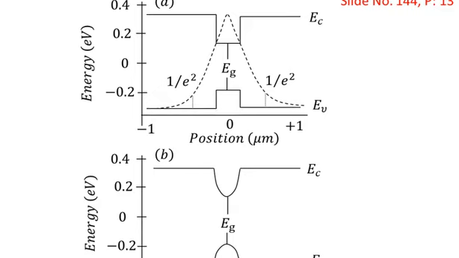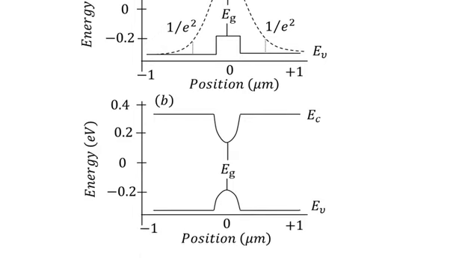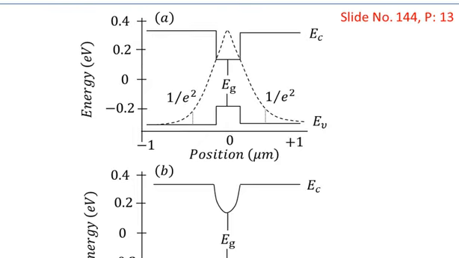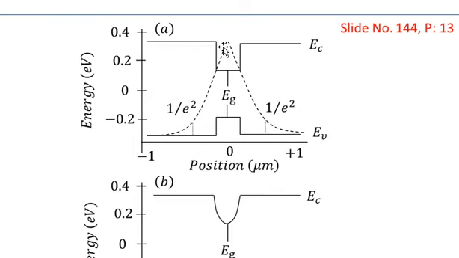Similarly, the same parameters have also been shown for part number B. So EV is the energy corresponding to the bottom of the valence band, and EC is the energy corresponding to the bottom of the conduction band. And you see that there is a well over here. So this is the well corresponding to the valence band. This is the well in the conduction band. These are of course gradient indexed wells. And in part number A, we have step indexed wells, both in the conduction band and the valence band. The upper one is in the conduction band, and the lower one is in the valence band.